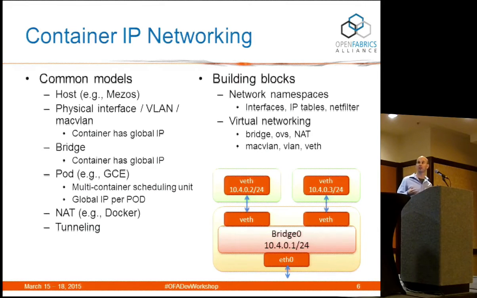Here's a short list of common models. There are models where all the containers run in the host network namespace, where you have applications that listen on different ports. You can assign different physical interfaces. In this case, I treat VLANs and MACVLANs as a physical interface, because the switching between these interfaces occurs either in the external network or in the MACVLAN device, but usually in the external network. And in this case, the container has a global IP. You can do standard bridging using a Linux bridge or OVS. You can do pods, which is what Google Compute Engine does. Mainly, a pod is a group of applications that share the same network namespace. In this case, you have a global IP for the whole pod rather than for specific applications. You can do NAT, and you can do tunneling.